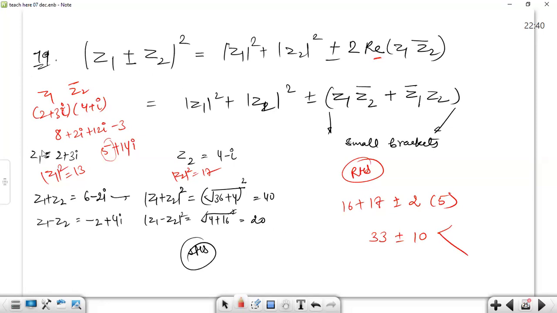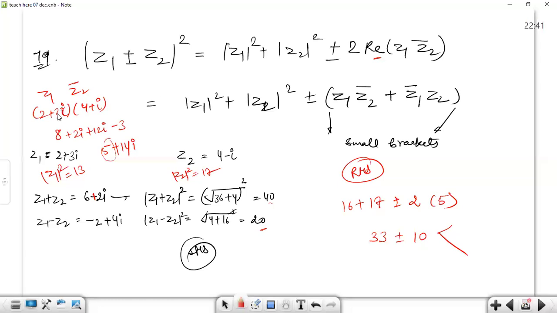Let's go back then. 2 plus 3 iota, 4 minus iota, so the sum is 6 plus 2 iota. Okay, so the plus should be there. 2 plus 4 becomes 6. 3 minus 1 becomes plus 2. So the modulus will remain the same. 36 plus 4, 40 only. For the difference, 2 minus 4 is minus 2, and 3 minus of minus 1 is 4. So that becomes 4 plus 16, 20. Right, that's right.